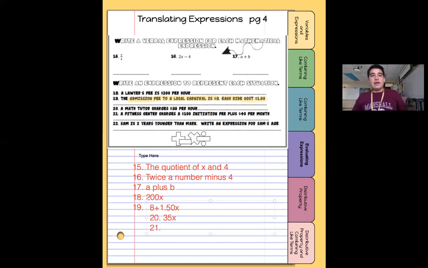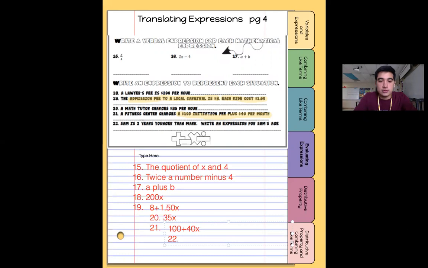21, a fitness center charges $100 initiation fee plus $40 per month. Okay, this one is a lot like 19. So hopefully if y'all catch on, it should be kind of easy. So the $100 initiation fee, so 100 plus $40 per month, so 40x. Okay, that's it. 100 plus 40x.